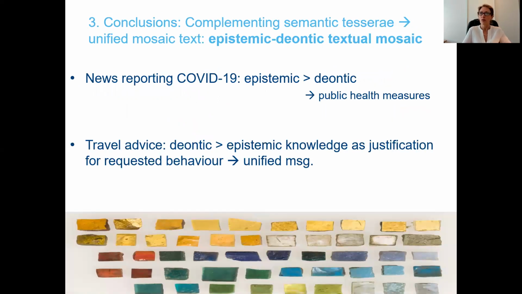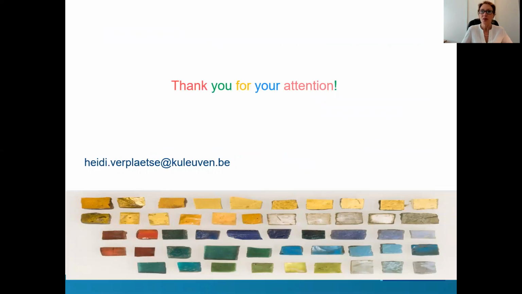But most of all, I think it's important to see the way in which the epistemic and deontic modal meanings co-create one unified message, where the epistemic level provides the basis of a justification for the deontic level. So if people know the degree of certainty about, for instance, the knowledge on COVID-19, then this may be a justification for requested behavior. And in that sense, I think this creates a unified message for the readers on the basis of these tesserae in this mosaic text.